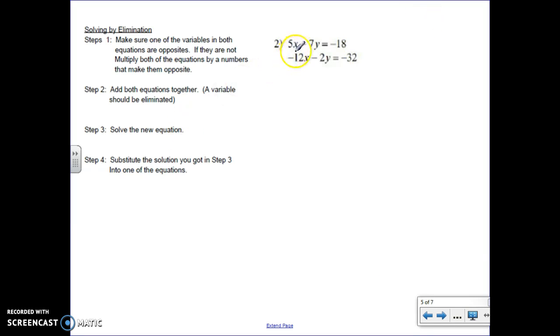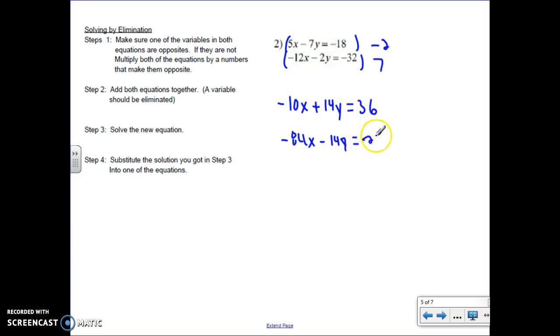In this case, because I did x's last time, let's work with the y's. So if I look at 7 and 2, 7 and 2 both go into 14. So I need to make one of them negative 14 and the other one positive 14. So I'm going to multiply this by negative 2, because that's going to make that negative 7 into a positive 14. And I'm going to multiply this bottom one by positive 7. So when I do that, I get negative 10x plus 14y equals positive 36. I'm going to take negative 7 through, so I get negative 84x minus 14y equals negative 224.